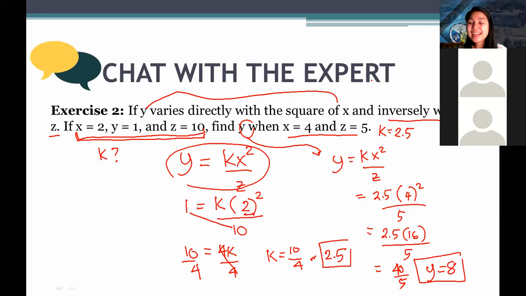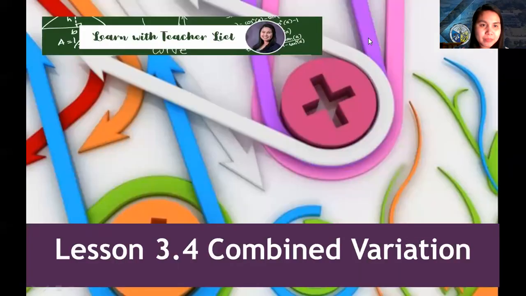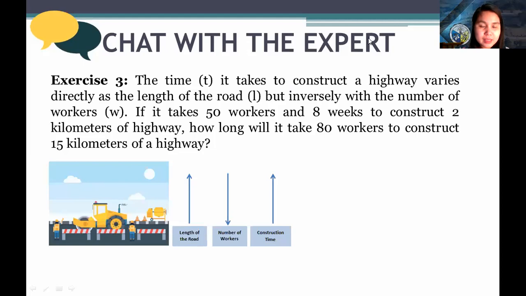Oh, very good. Now let's go to the next one. I'll check first how many problems I have. Okay, so 4 only. Let's go to exercise number 3. Wait for a moment. Okay, in your chat box, can you write the mathematical equation for the time it takes to construct a highway varies directly as the length of the road, but inversely as the number of workers. Ready? In the chat box.